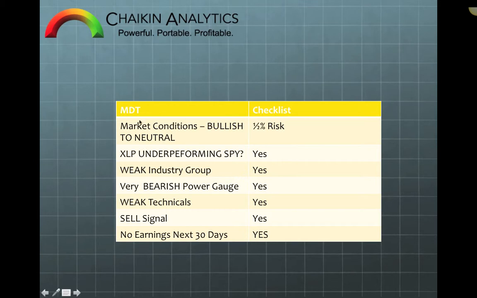So in summary, the market conditions are bullish to neutral, but the market has run up for several days in a row. And Alcoa released earnings today with a beat, which means that they'll gap up into the open. And so what I'm going to look for is XLB, not XLP here, but an XLB-oriented stock, which is the basic materials sector that is underperforming the spider, and a weak industry group within XLB, a very bearish power gauge rating with a weak technical rating, and a sell signal that I like, which is the overbought sell signal.